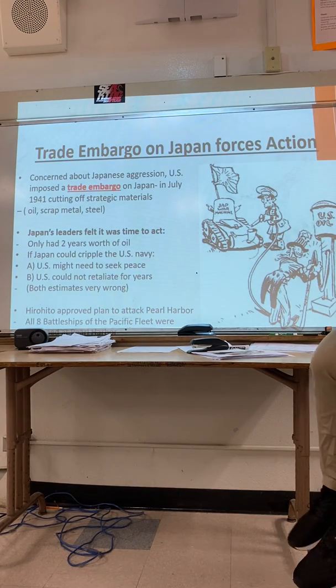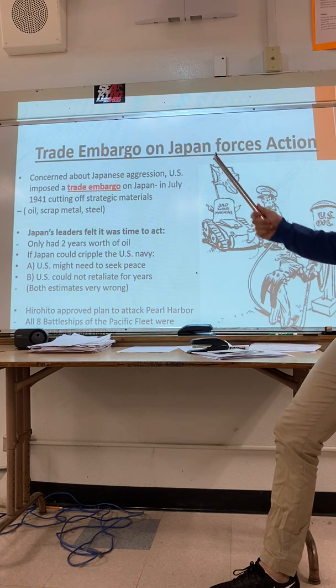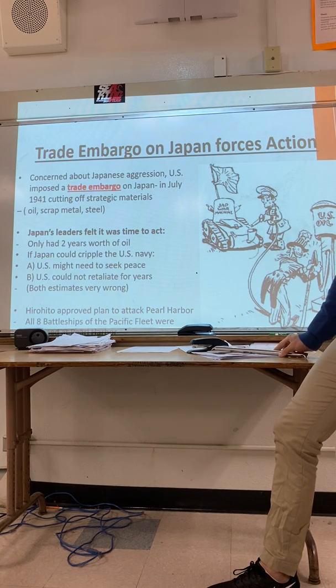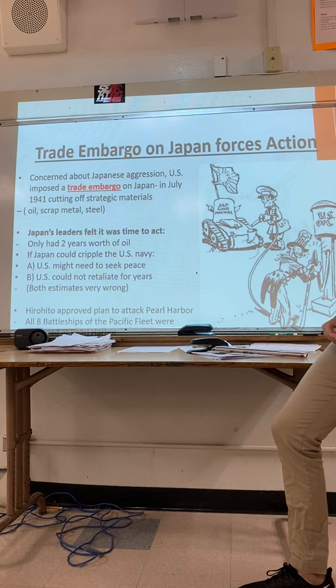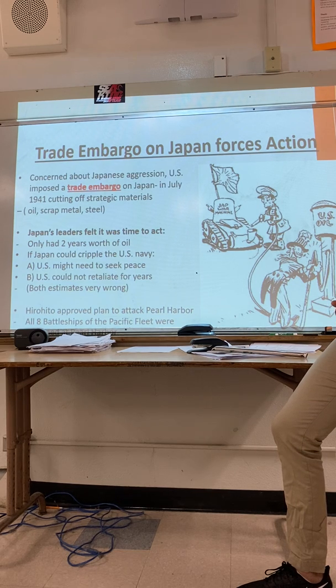Now, the United States is very concerned about this Japanese aggression that's taking place, and the U.S. is going to impose a trade embargo on Japan. What that means is we are no longer trading anything with you, especially strategic materials such as oil, metal, and steel, which is metal, obviously. And so at this stage, Japan is forced to act. If they're going to wage war and continue to be a world power, they need these things, especially American oil. They only have two years' worth of oil left.